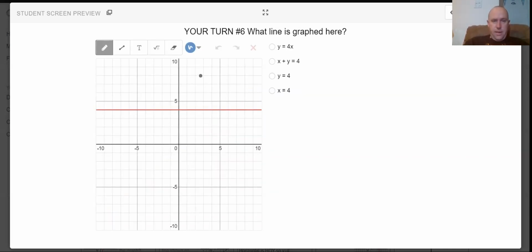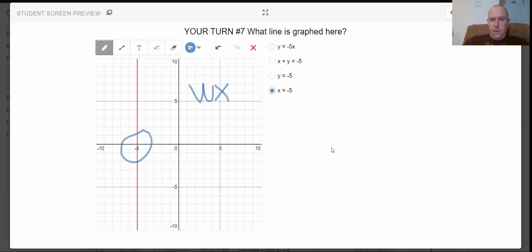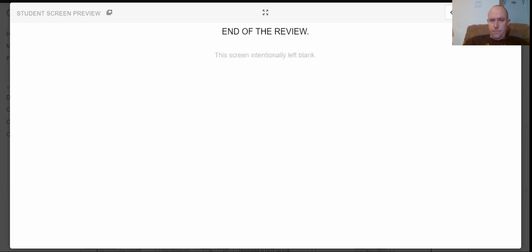I got my horizontal line here, so I know I'm thinking about Hoy. So this is going to be y equals, and then just look to see which number it goes through for. Y equals 4. They're always nice and quick to do once you know what you're looking for. A vertical line, so I'm thinking Vux for this one. So I know it's x equals, and I can see it's -5, and we're done with that one too.